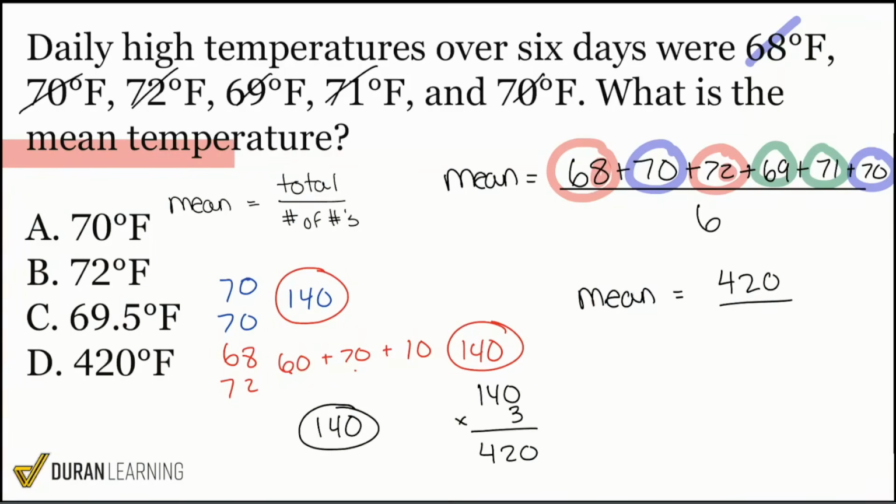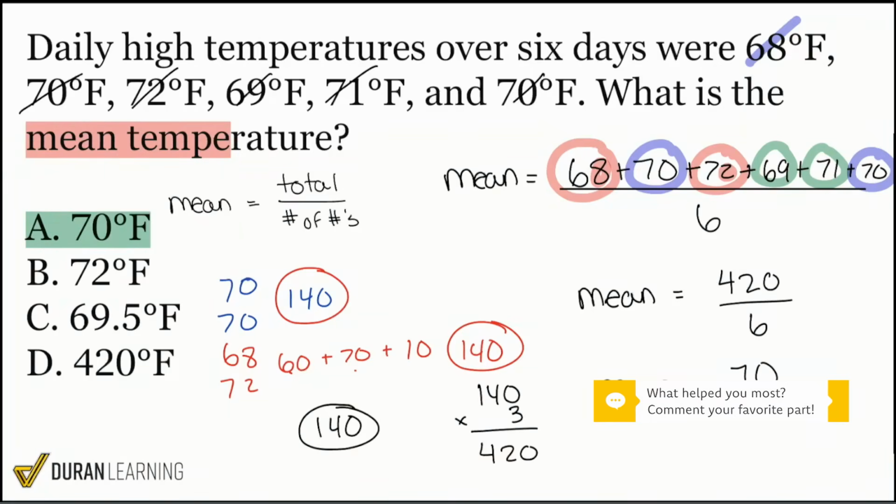So here we have 420 divided by 6. So 42 divided by 6 is 7. So 420 divided by 6 is 70. And that's what makes the correct answer in this problem. Answer choice A. And there we are.